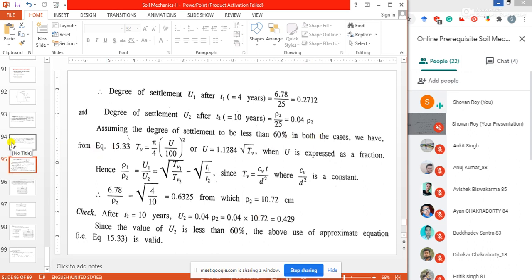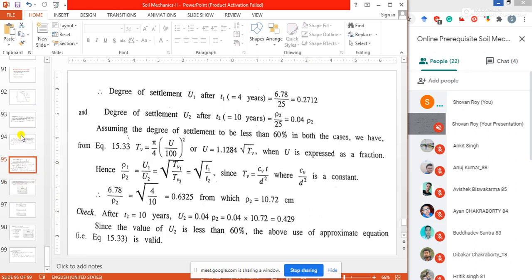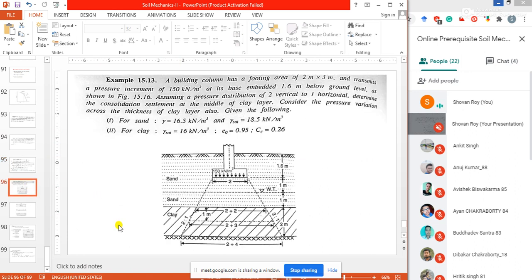How could you solve this problem? You can send it back to my mail after solving this problem. I will be happy. Now the next problem.